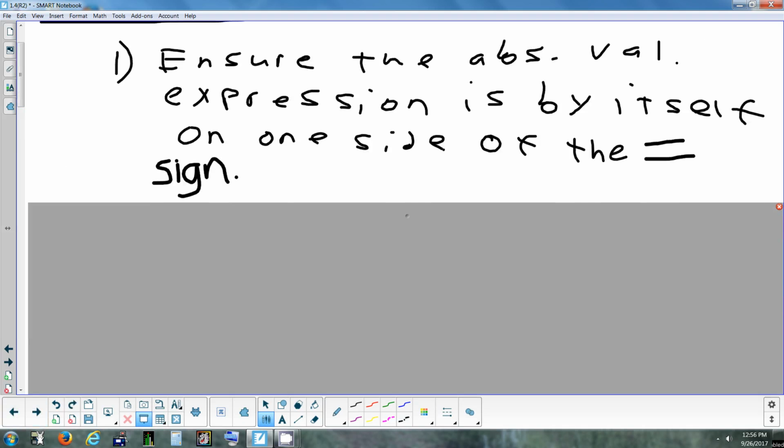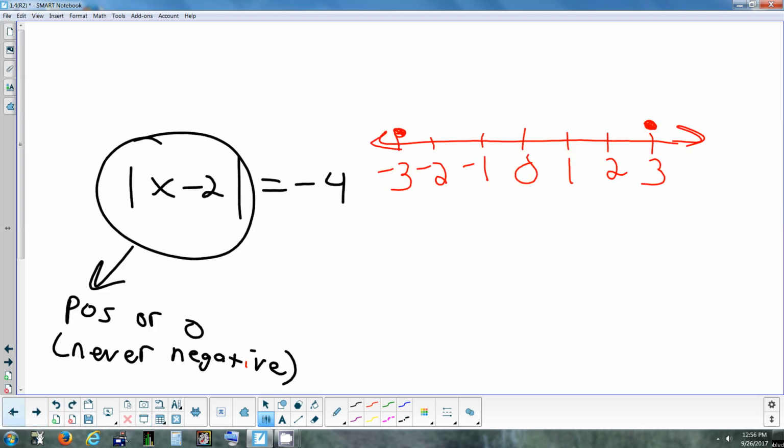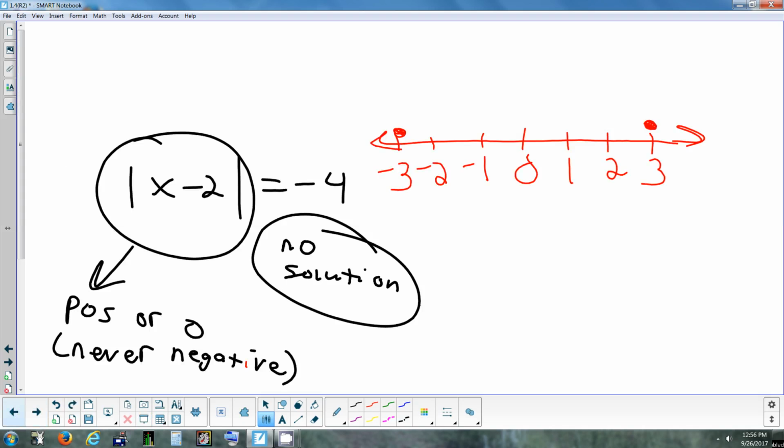Would you have to do any work? Would you have to solve anything? No. If I had something like that, how come? Because it can't be. There's no solution. Absolute value cannot be negative because we're measuring distance. So it can never be negative.